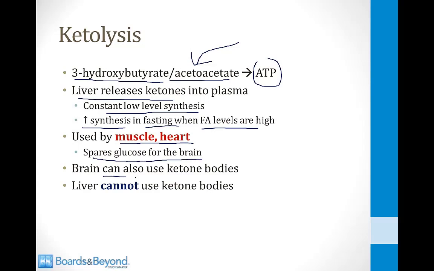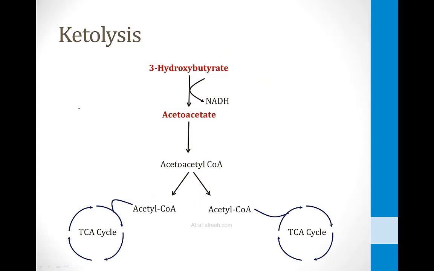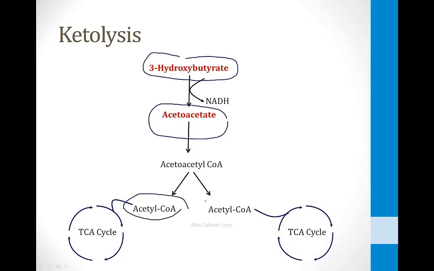Now, the brain can also use some ketone bodies during times of fasting, but importantly, the liver cannot use ketone bodies. This means the liver is going to synthesize these structures, but it cannot metabolize them, so it has to release them into the bloodstream so that they can be used by tissues like the muscle and heart, and sometimes by the brain. This is the process of ketolysis. It's essentially a reverse of the process of ketone body synthesis. It begins with 3-hydroxybutyrate. This is converted into acetoacetate, and then eventually acetoacetate degrades into two molecules of acetyl-CoA, which can then go and enter the TCA cycle in tissues like the muscle, heart, and the brain.